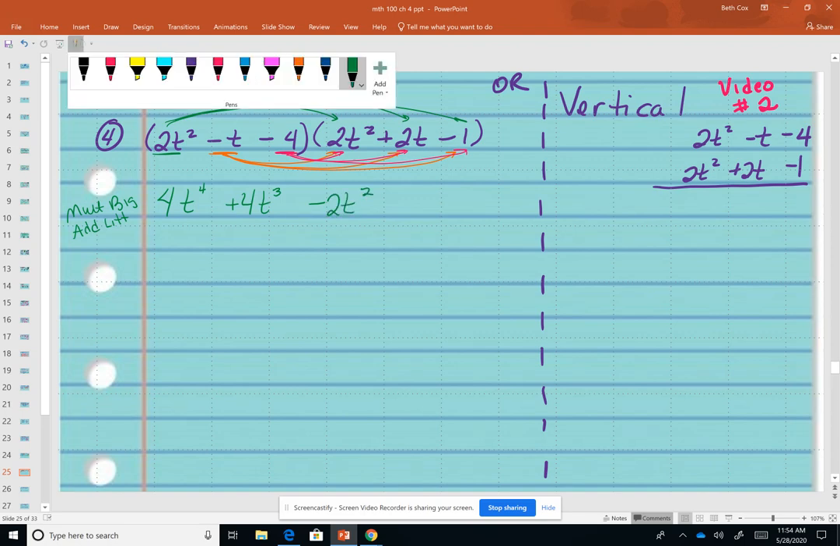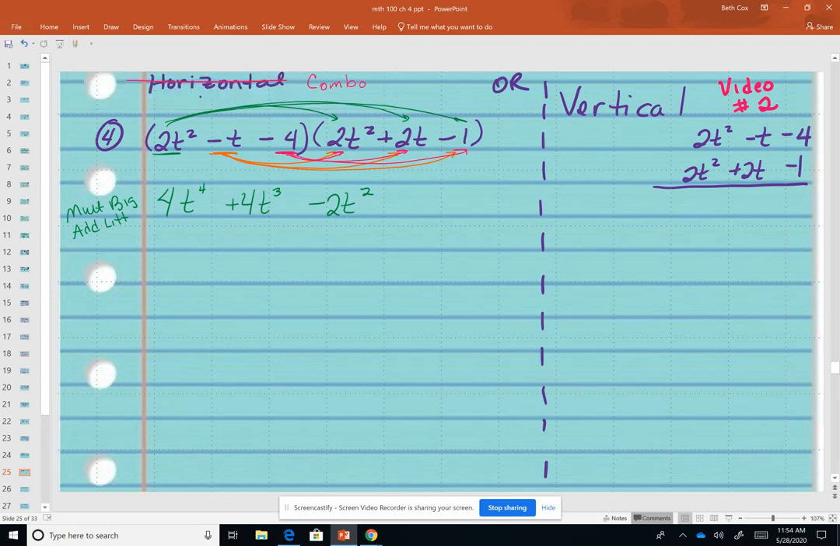All right, so now let's go to the orange one. Okay, so I'm going to do a negative t times a 2t to the second. So that's like a negative 1. So my answer is going to be a negative. It's going to be a t to the third. It's going to be a negative 2t to the third.